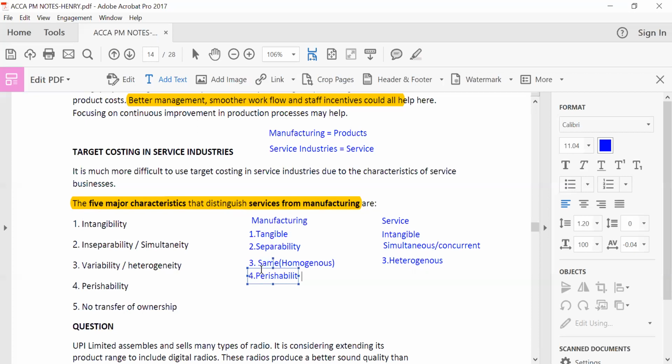Perishability. Every product, even a car, perishes. A building perishes because there's going to be the existence of what? Depreciation. There's going to be the existence of depreciation, right? But services do not depreciate, right? So, not perishable.